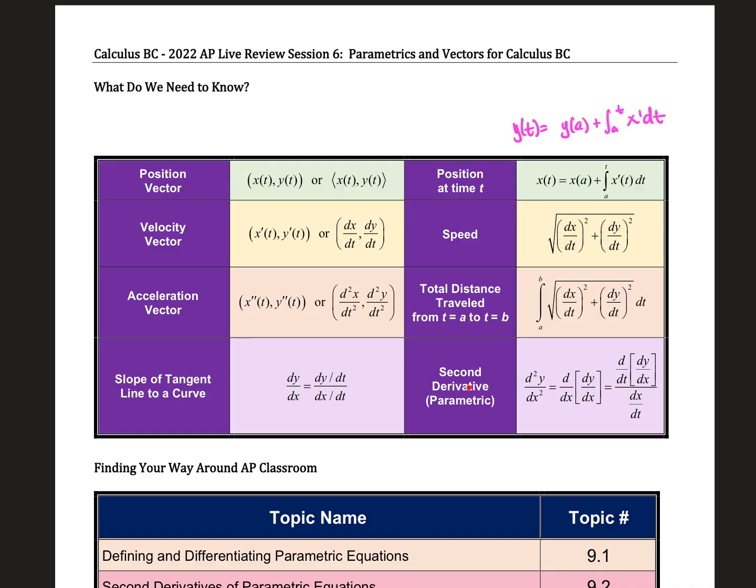And the hardest one is the second derivative. The second derivative is different. It is the derivative of the first derivative divided by dx/dt. The reason why is when you take the derivative, you're doing dy/dt over dx/dt. So this right here, dy/dx, is in terms of t. So we can't take the derivative with respect to x because the variable is t. So we have to take the derivative with respect to t, then divide by dx/dt.